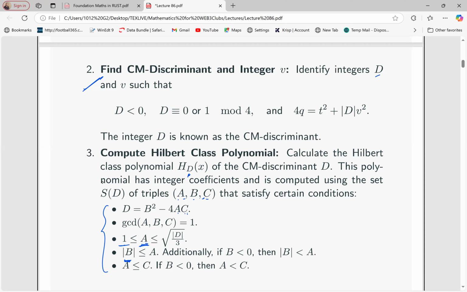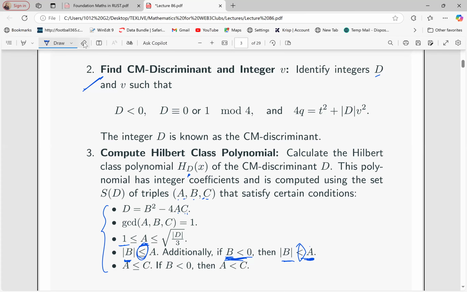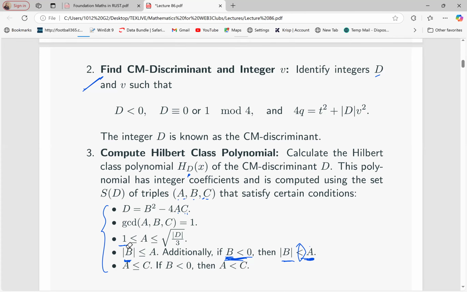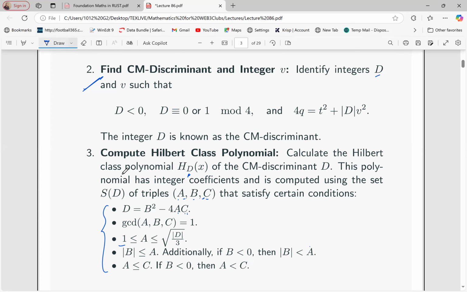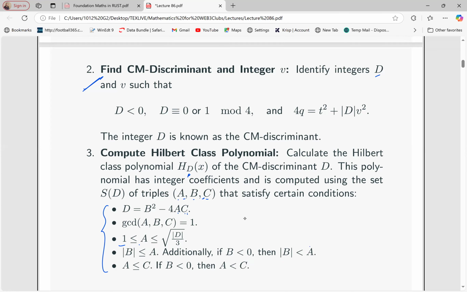Now, what if it's negative? If B is less than 0, that is, if B is negative, then its magnitude must be less than A. So just compare this: this is less than or equal to, and this is less than. Let me explain this point. We choose our A before we choose B. So once we've chosen A, we come and choose B.